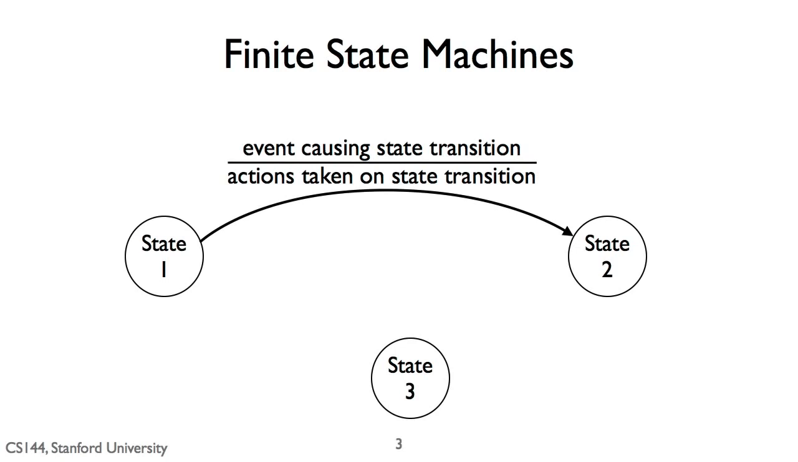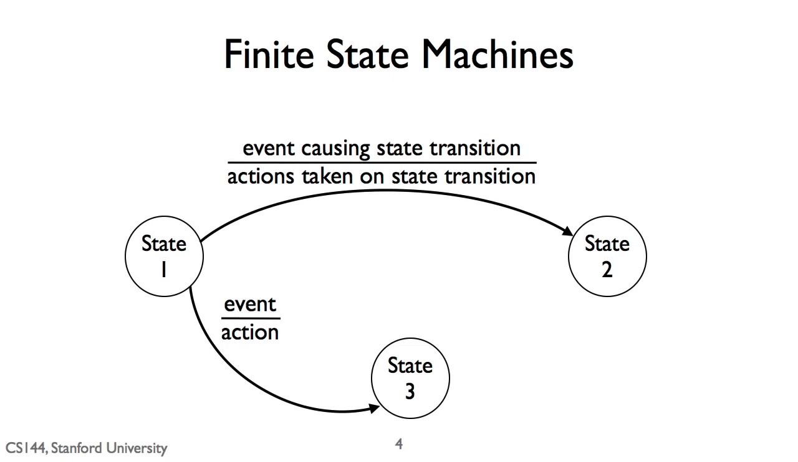If the system is in a state and an event arrives for which there is no transition described, then the behavior of the FSM is undefined. There could be multiple transitions from a single state. So here we have a second transition from state 1, a different event that will take the system into state 3. For any given state, the transition for an event must be unique.